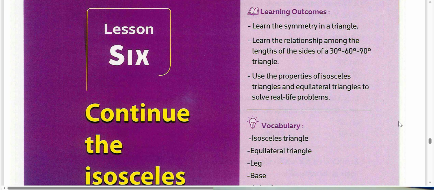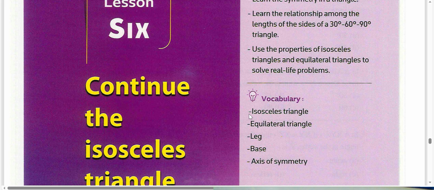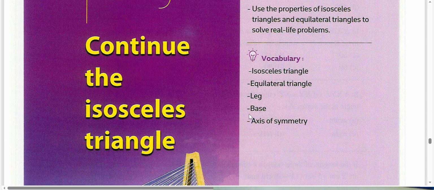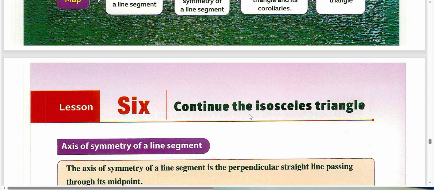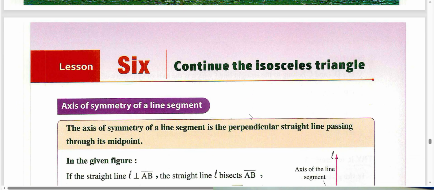Today we'll solve questions from the Master book. Explain lesson number 6 in geometry. Continue the isosceles triangle. We know an isosceles triangle has two sides of equal length and the measures of the angles in the two base angles are equal. Now we talk about the inverse of this property.